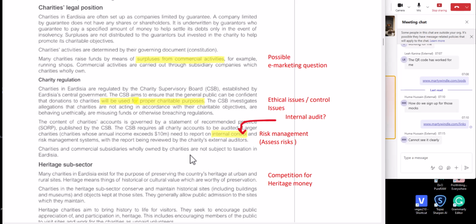There's also a need for charities to report on their control systems, a report on internal control and risk. So it potentially brings up a question about risk management, assessing and managing risks, but also internal controls. They haven't asked a question on internal controls for a while, and internal audit has potentially been a neglected topic in the examination. So make sure you know about the function and benefits of internal audit, how an internal audit could help a charity-based organization, and what types of internal controls you could see in a charity organization.